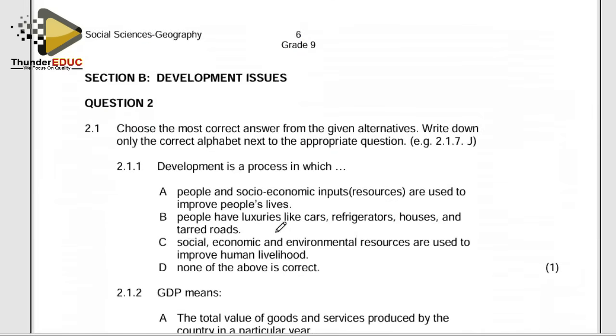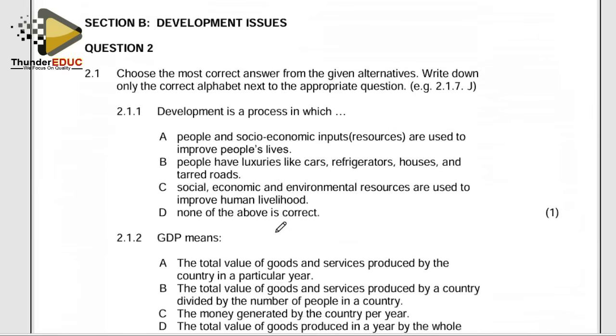Right, let's quickly go on to question number 2. It is on development. We're going to look at the concept of development, ideas of development, and basically the whole picture of the idea of development.